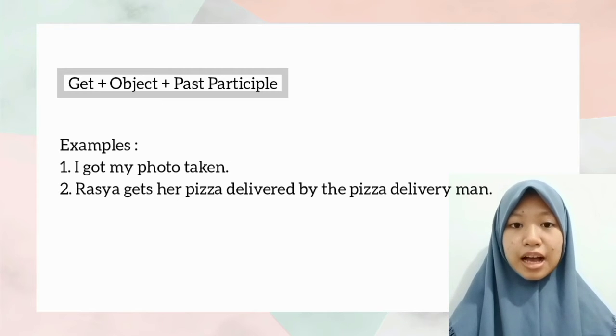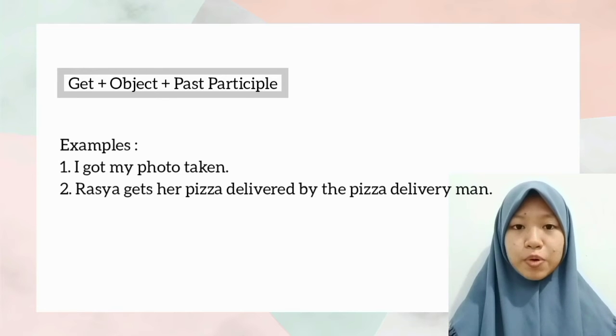In this example, I didn't take my photo by myself, but somebody else did it for me, because it will look less good when I take it by myself. So I didn't mention the person who did it for me because it is obvious. So I got my photo taken, and when you ask me who did it for me, it is a photographer. And the second example is Rasya gets her pizza delivered by the pizza delivery man.